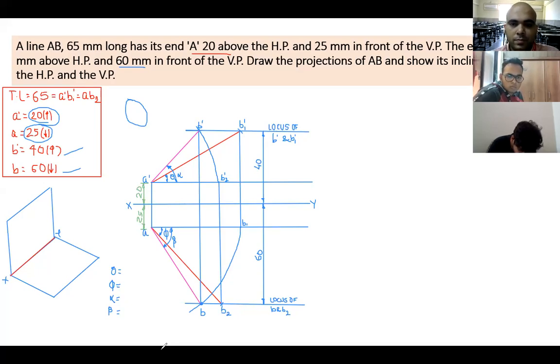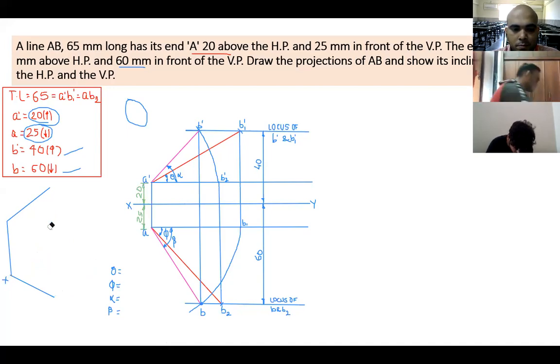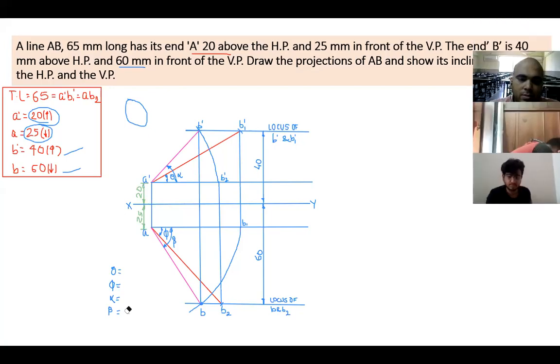So done everyone. Everyone done till here? Should we move to the next question? You have to measure the angle. You have to measure the angles and you have to mention here.